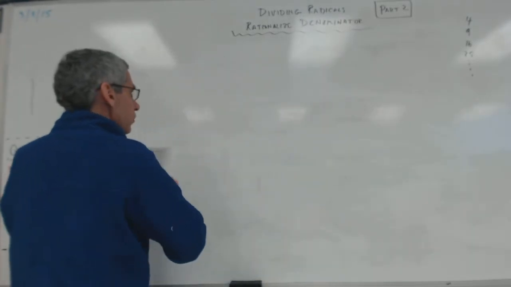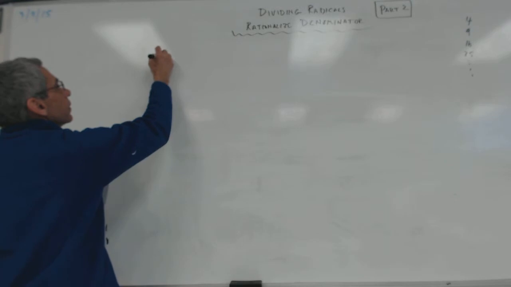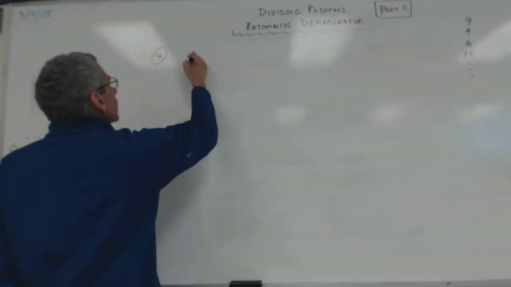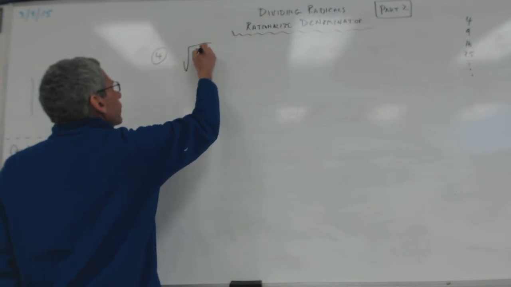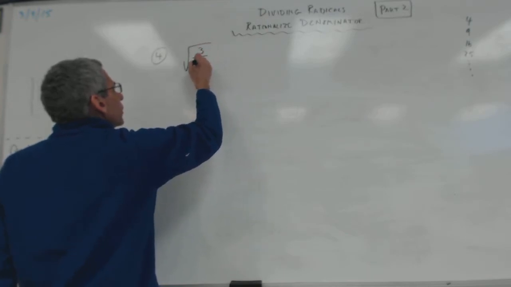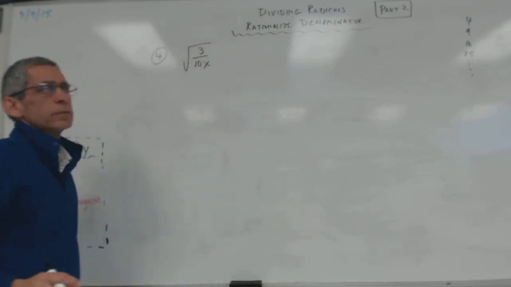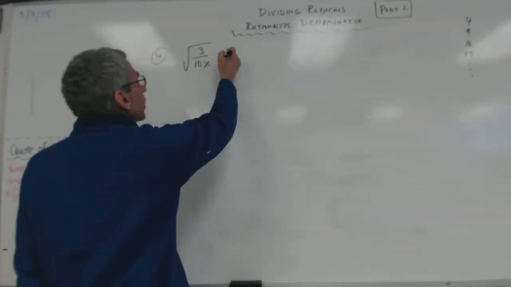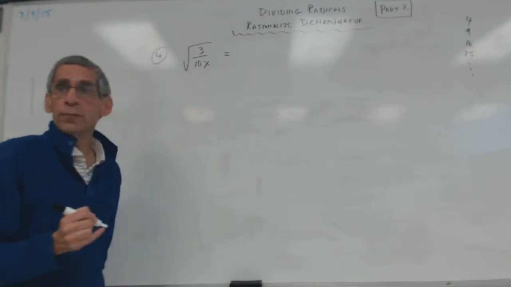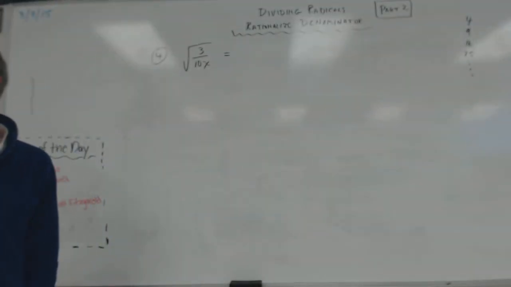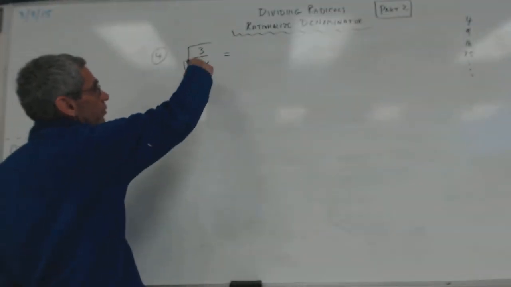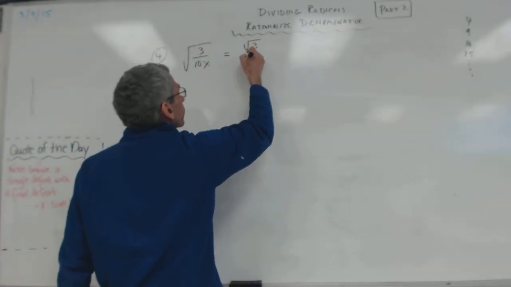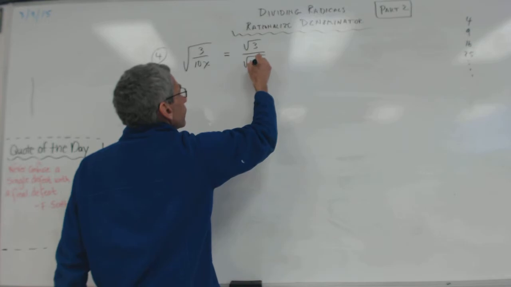Okay, here we go. Now, number 4. So what if I gave you the square root of 3 over 10x? Oh dear. I would put them under separate square roots, wouldn't you? Because I can't simplify this way. 3 doesn't go into 10. So I'm going to just do them separate. Square root of 3 over the square root of 10x.